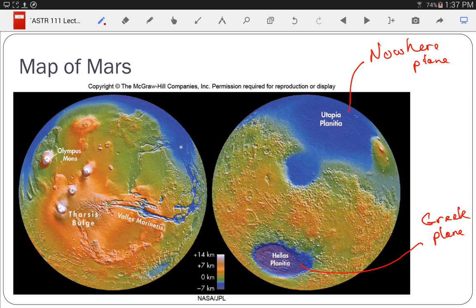You even have a mountain that's larger than Mount Everest. The tallest mountain in the solar system is right here. Olympus Mons, Mount Olympus. The home of the gods, if I am not mistaken.